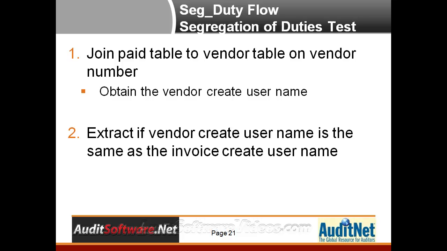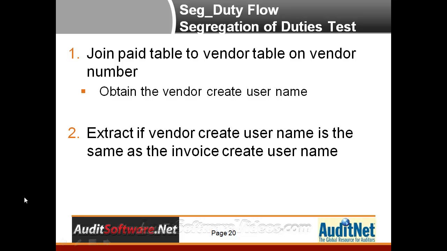Therefore, in the SEG duty test, we're looking for situations where the vendor create user is the same as the invoice create user. And that's a segregation of duty issue because a person could create a phony vendor and then they could create the invoice for that vendor and pay themselves and no one would know. So we like to look at this test.